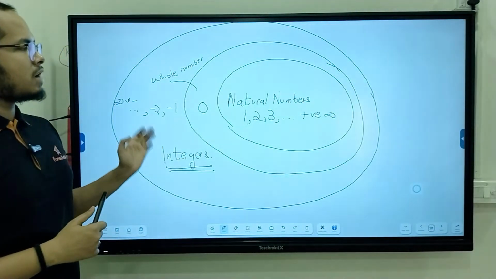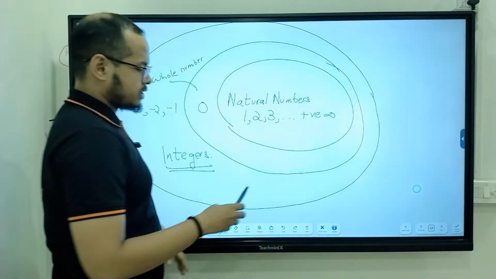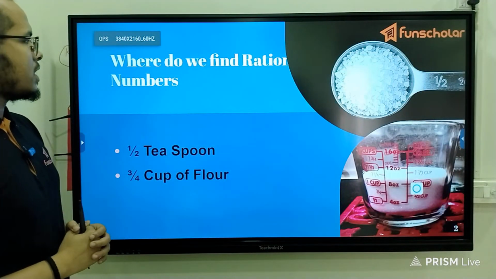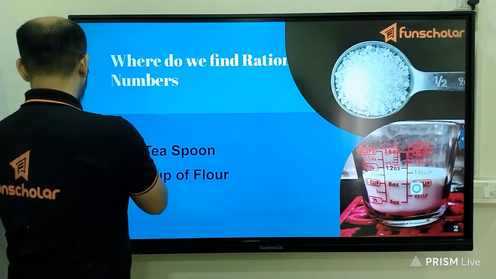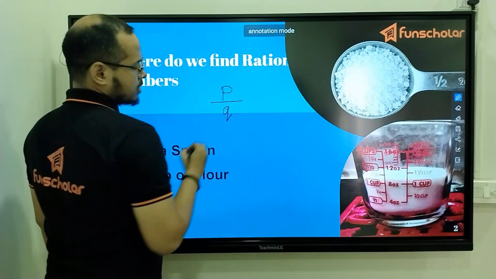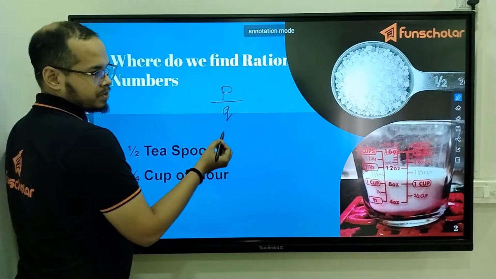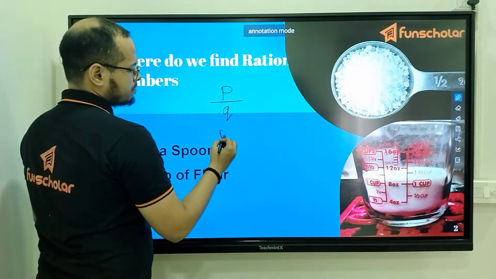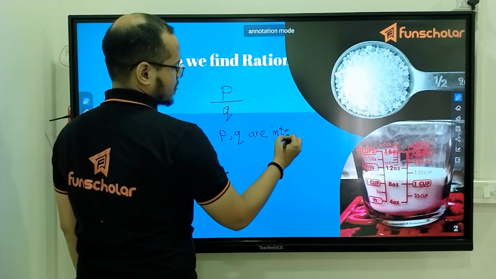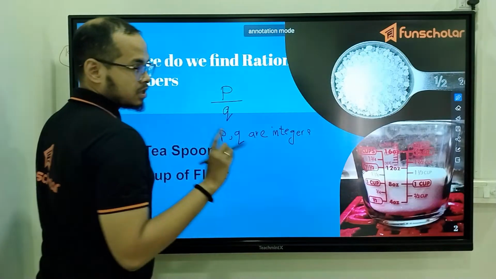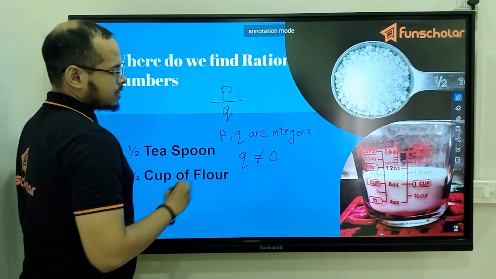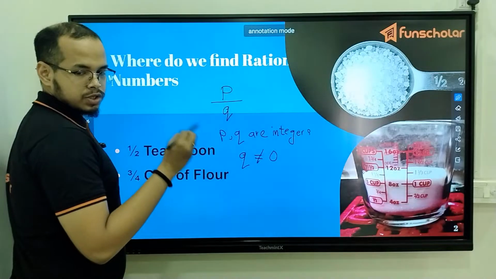Now, as we have done the basic numbers, let's shift to our chapter. See, rational numbers are numbers that are represented in P by Q format, where P and Q are variables and both are integers. But there is a condition: Q will not be equal to 0. That means the denominator should not be equal to 0.